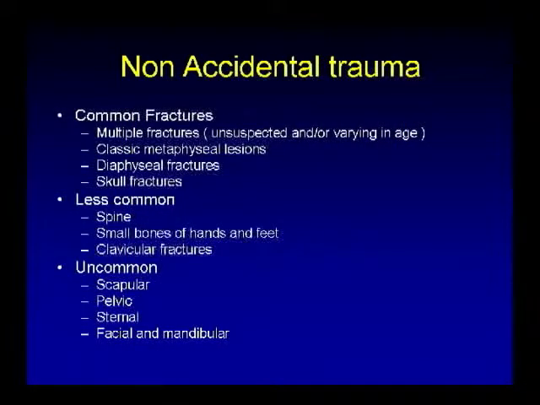Listing some common fractures in non-accidental trauma: multiple fractures of varying age at different locations or unsuspected fractures, classic metaphyseal lesions, diaphyseal fractures, especially in a non-ambulatory child, and skull fractures. The less common fractures involve the spine, bones of the hands and feet, and clavicle. Very uncommon fractures involve the scapula, pelvis, sternum, and the facial bones.